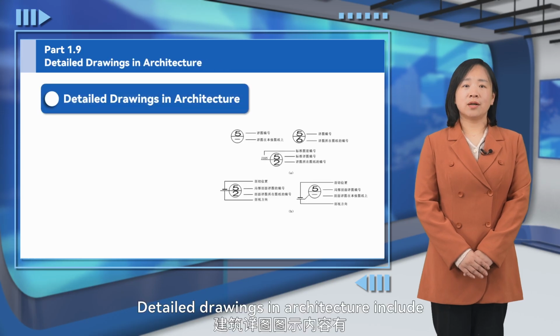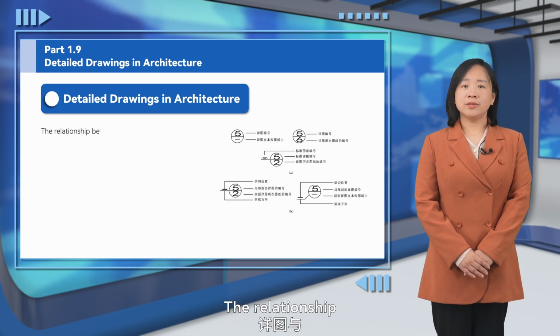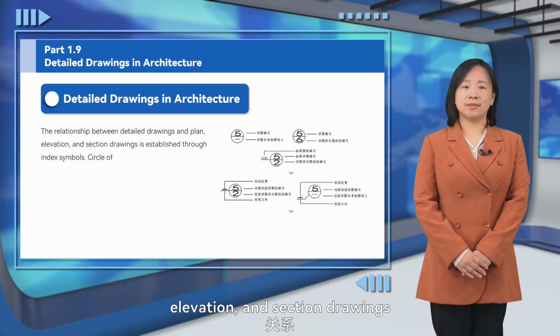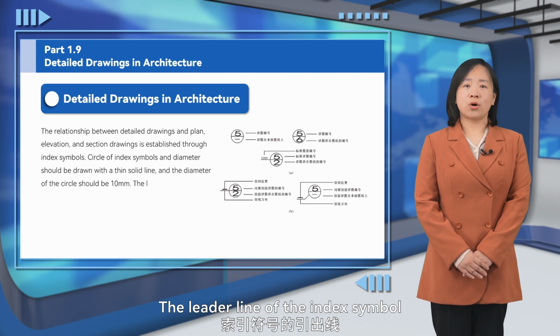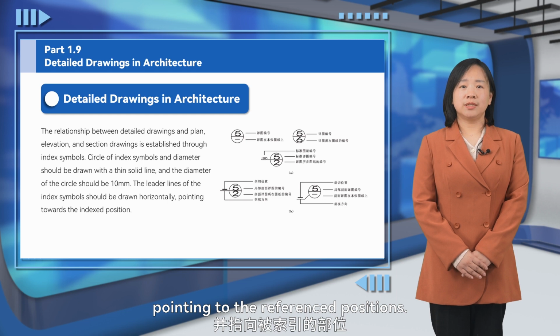Detailed drawings in architecture include index symbols and component details. The relationship between detailed drawings and plan, elevation, and section drawings is established through index symbols. The leader line of the index symbol is extended in the horizontal diameter direction, pointing to the referenced positions.